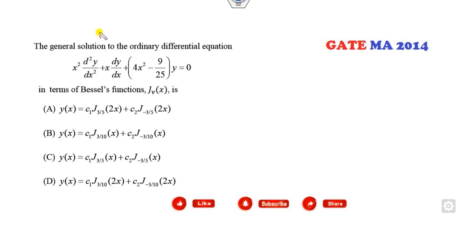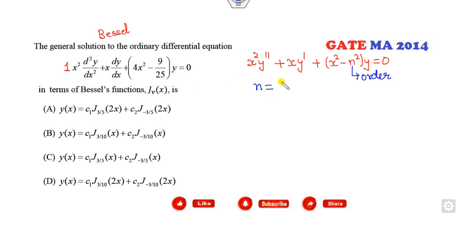Now you can see this is my Bessel equation. Make sure the coefficient should be 1. So if you compare with the Bessel equation, x squared y double dash plus x y dash plus x squared minus n squared, this n is my order. So can you find the order of this? It is 3 over 5. Now n is 3 over 5.